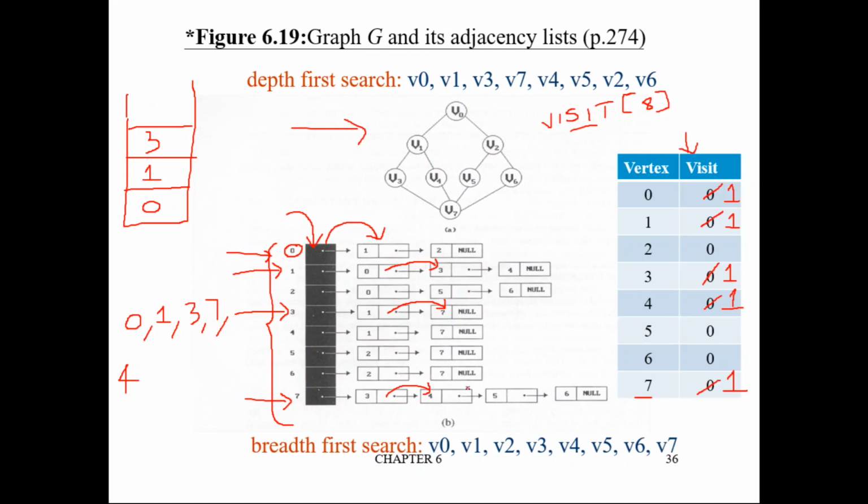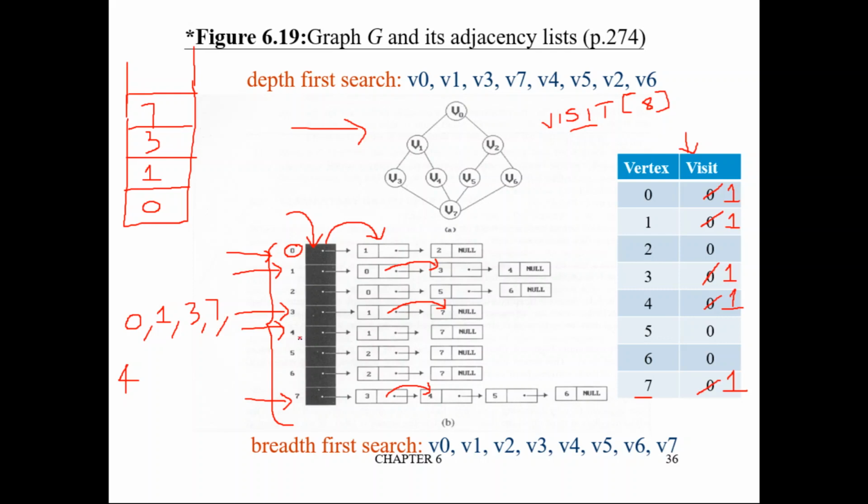And now where should we jump? We should jump to 4. But before jumping to 4, what should be pushed into the stack? We are currently in which vertex? 7. So 7 should be pushed into the stack. Push 7 into the stack and jump to 4. So now we are in 4. Okay. Right. 4 is visited already.